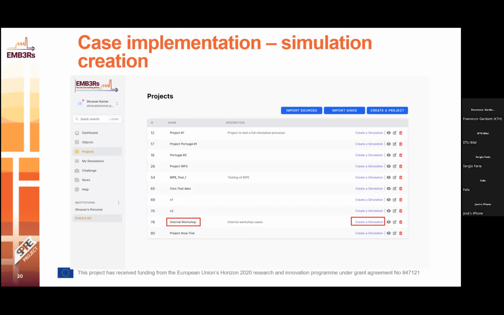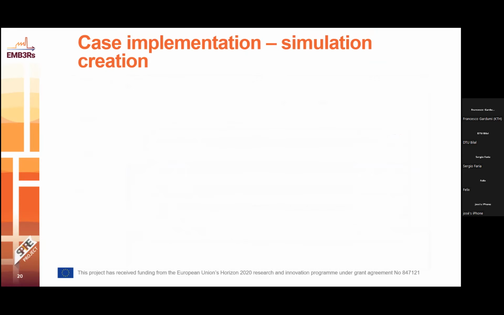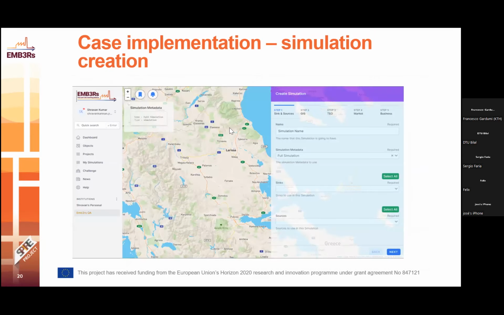So you can have multiple simulations within the project, where you can have different sources and sinks or different types of inputs to each of these simulations. Then we will start with a simulation, where you can also give a name to the simulation, and it will always be a full simulation, which is what we're going to run for this workshop, a simulation of all the modules that we just showed.